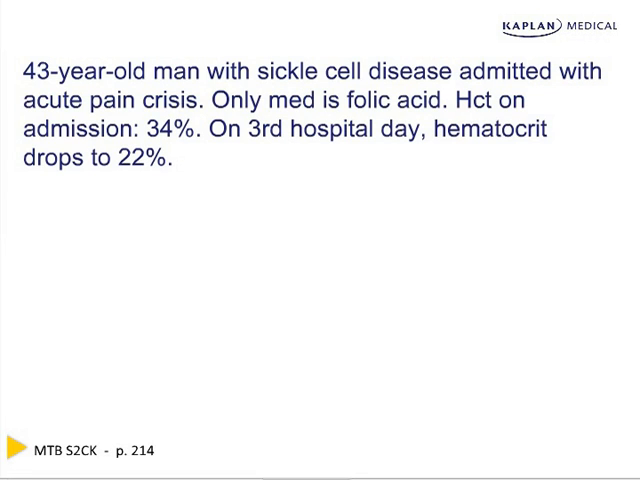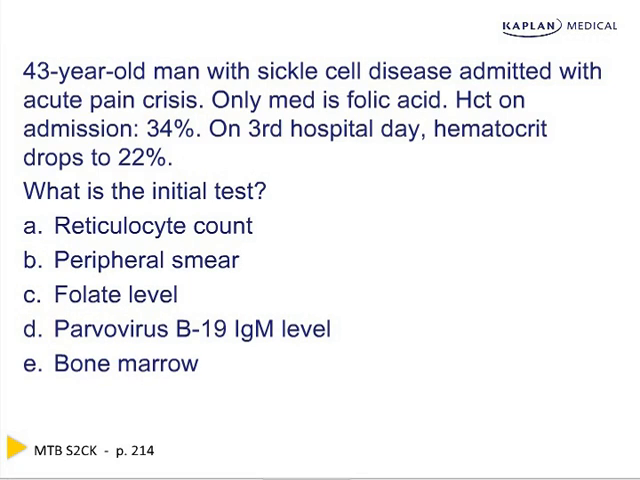A patient with sickle cell crisis is admitted. A 43-year-old man with sickle cell disease is admitted with a pain crisis. His only medication is folic acid. He is taking folic acid. His hematocrit goes from 34% and on the third hospital day drops to 22%. What is it? What's the test?